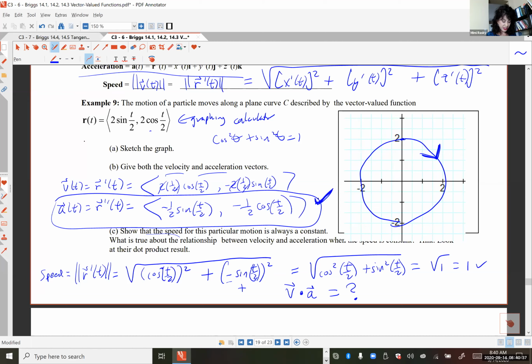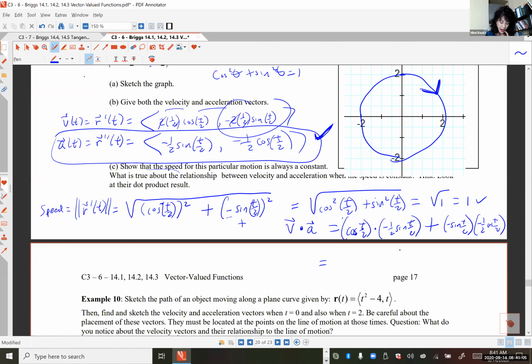If you take the dot product between these two vectors, and you guys know how to do that, you'd have cos t over 2 times negative a half sine t over 2, plus the second component for velocity, negative sine t over 2, multiplied by negative a half cos t over 2, like so. What happens? Well, if I do some cleaning up here, I hope you notice that this negative a half will go in front.